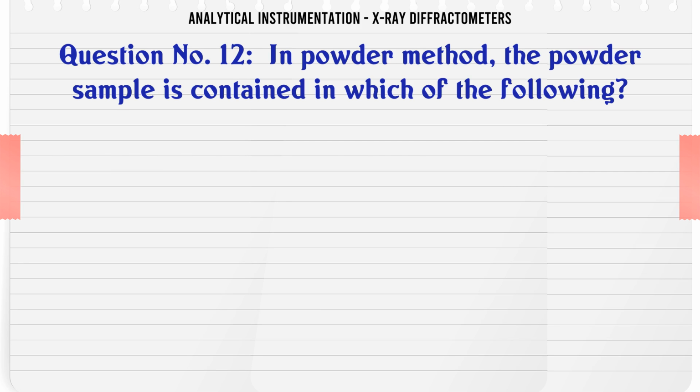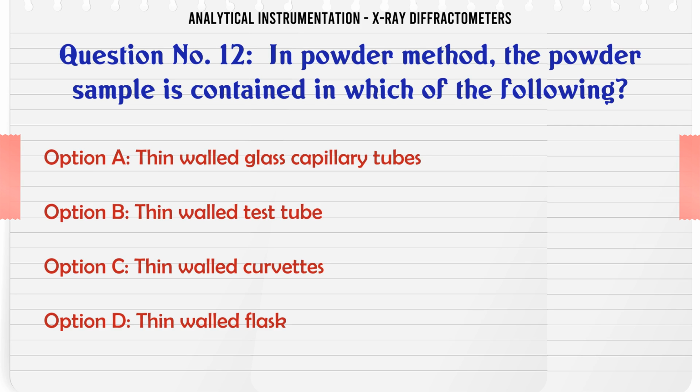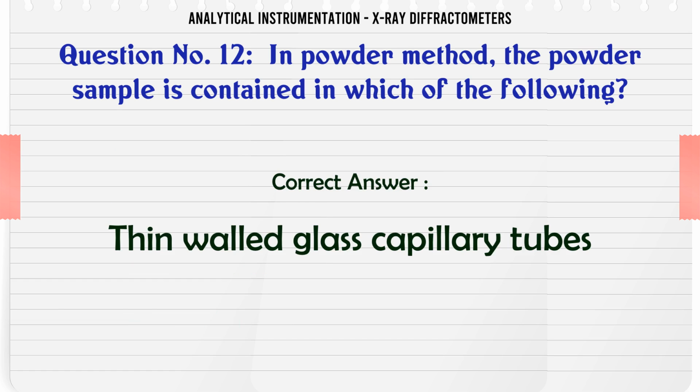In powder method, the powder sample is contained in which of the following? A. Thin-walled glass capillary tubes. B. Thin-walled test tube. C. Thin-walled cuvettes. D. Thin-walled flask. The correct answer is thin-walled glass capillary tubes.